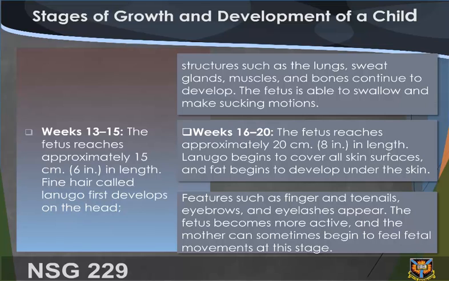Weeks 16 to 20. The fetus reaches approximately 20 centimeters, 8 inches in length. Lanugo begins to cover all skin surfaces, and fat begins to develop under the skin. Features such as finger and toenails, eyebrows, and eyelashes appear. The fetus becomes more active, and the mother can sometimes begin to feel fetal movements at this stage.